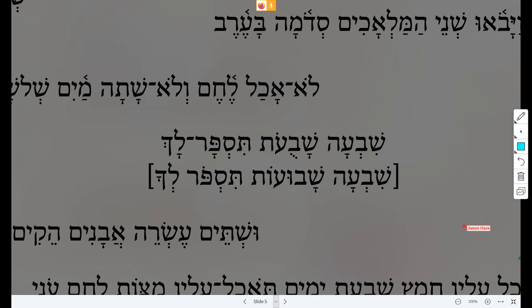Also, the word lecha, for you, when it's in pause, as we spoke about a few lessons ago, becomes lach, just like the feminine form. So tispolach here is actually a masculine form in pause. Shiva shavuot tispolach means shiva shavuot tispolacha.